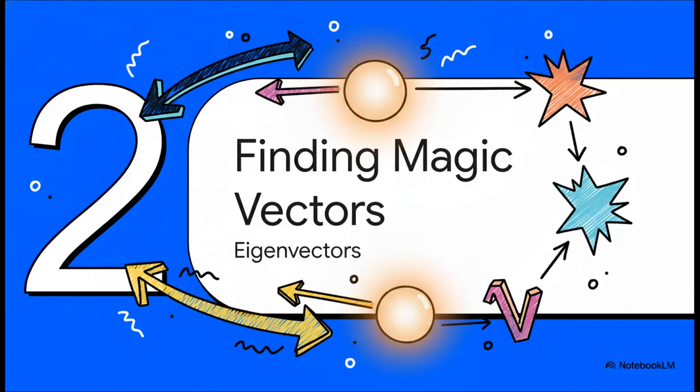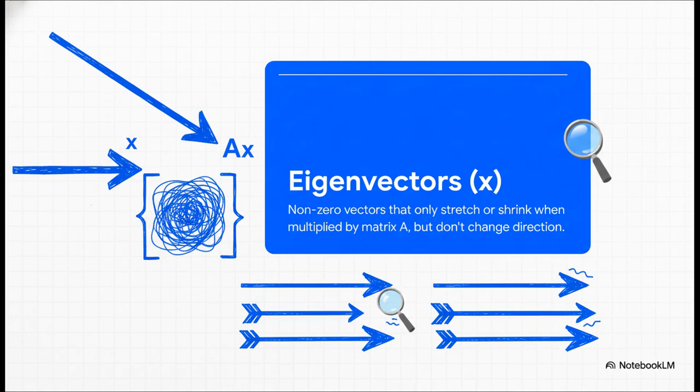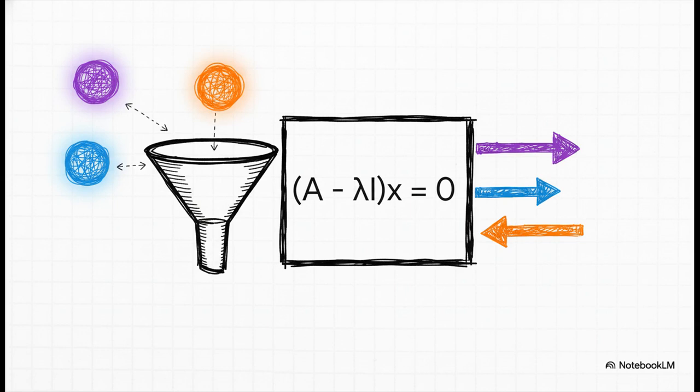Okay, we're halfway there. So we've got our magic numbers. Now let's find the next ingredient. It turns out each of those eigenvalues has its own partner, a kind of magic vector that it's paired with. And these are called eigenvectors. Now, what makes them so special is this. When our matrix A multiplies them, it doesn't knock them off course. Their direction doesn't change one bit. All that happens is they get stretched or shrunk, and the factor they get stretched by, you guessed it, is their eigenvalue.